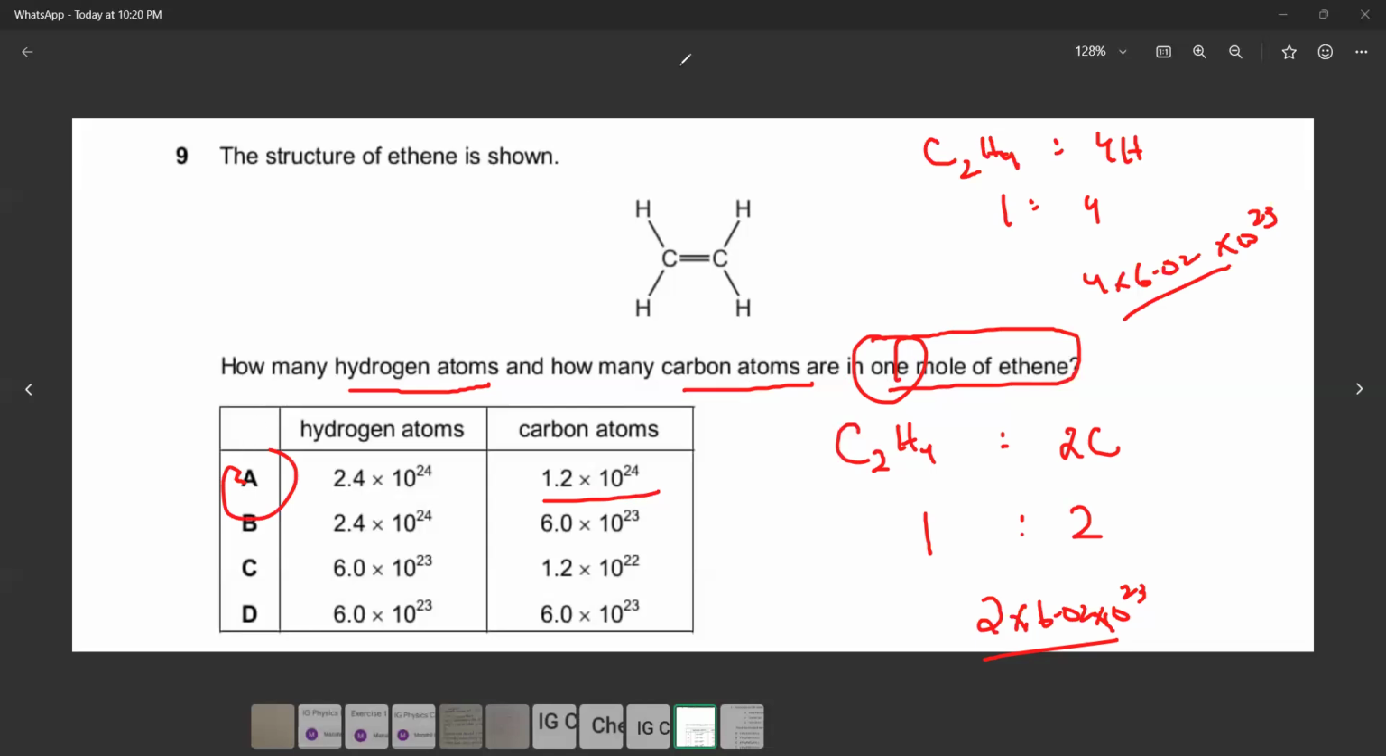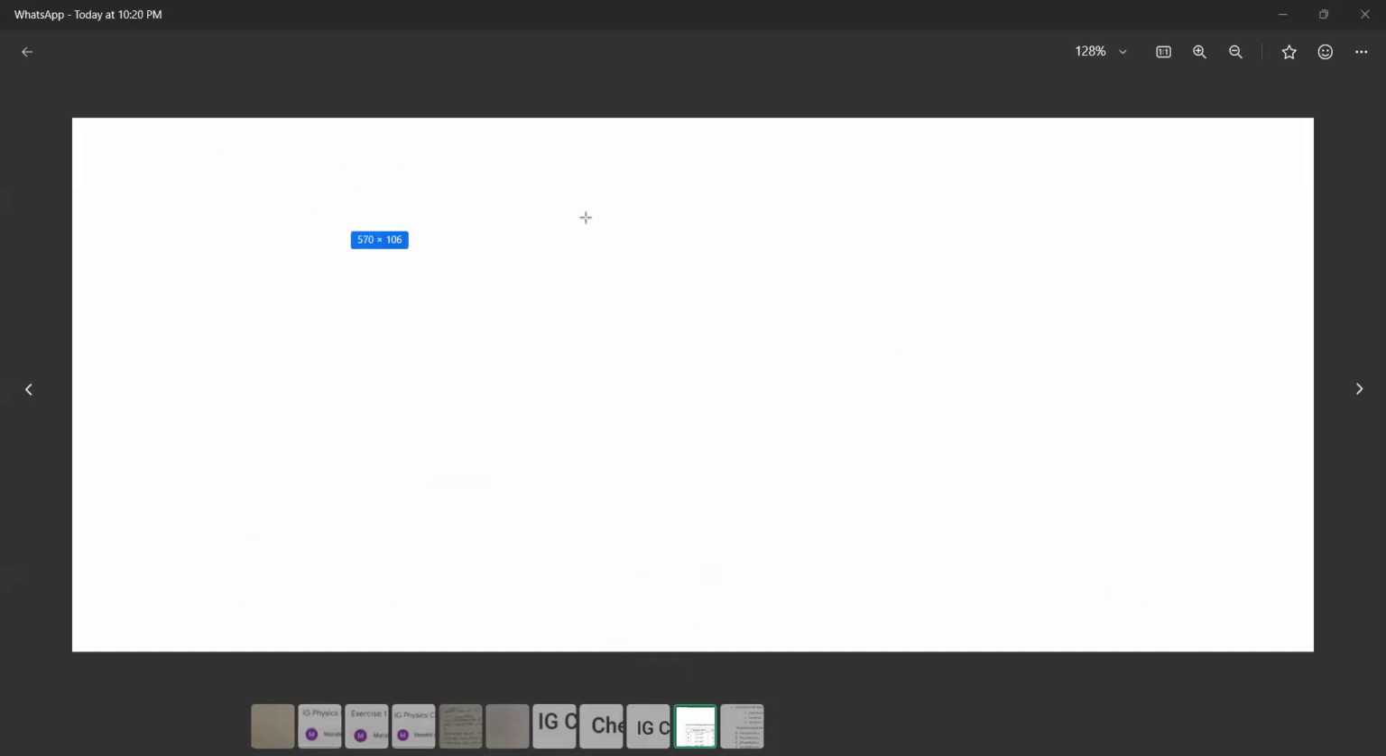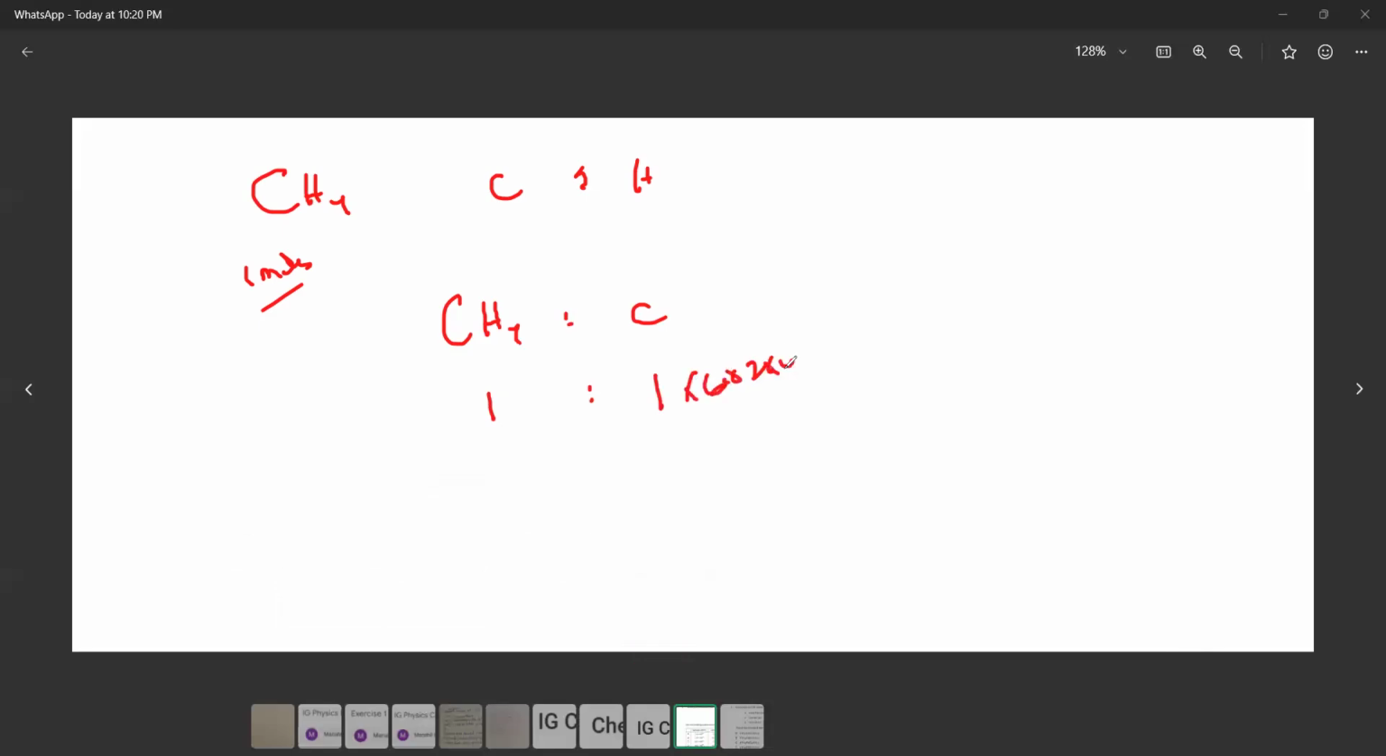You can also solve this question by, let's say a similar question is there. Instead of ethene, you have methane, CH4. So if I ask how many atoms of carbon and hydrogen are in 1 mole of methane, you will take the ratio of methane to carbon. According to that, one molecule will contain one carbon. So 1 mole will contain one carbon, and one carbon multiplied by Avogadro's constant 6.02 exponent 23. So the number of carbon atoms will be 6.02 exponent 23.